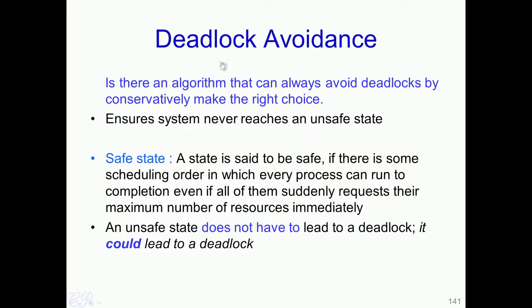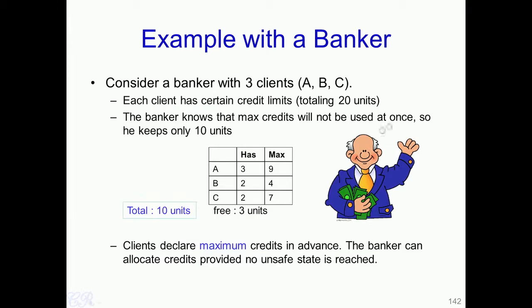So, one way that we can build such an algorithm is by using what is known as the banker's algorithm. Let us see an example with this. Consider a banker with 3 clients A, B and C. Each client has certain credit limits and the sum of all these credit limits totals to 20 units. Now, the banker knows that the maximum credits of 20 units will not be used all at once. So, he keeps only 10 units.